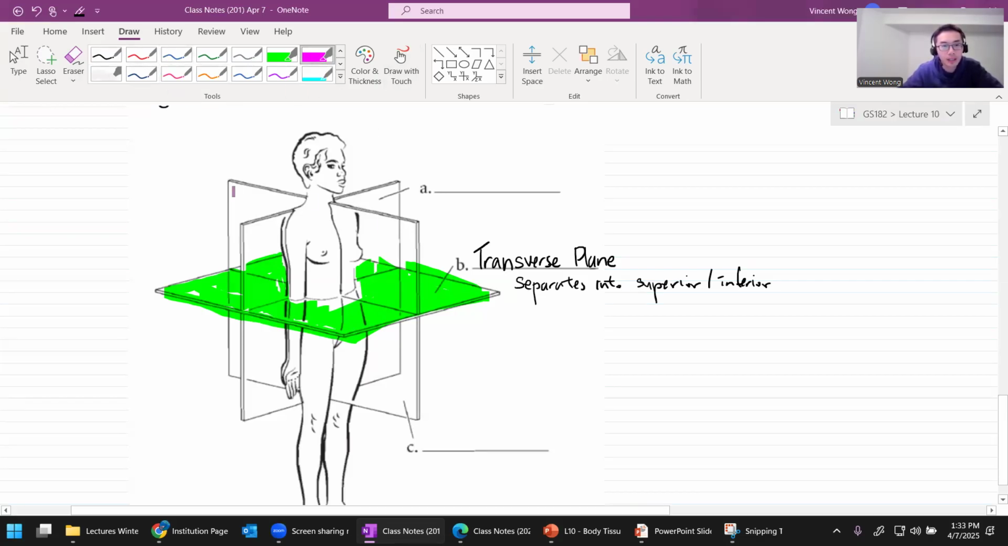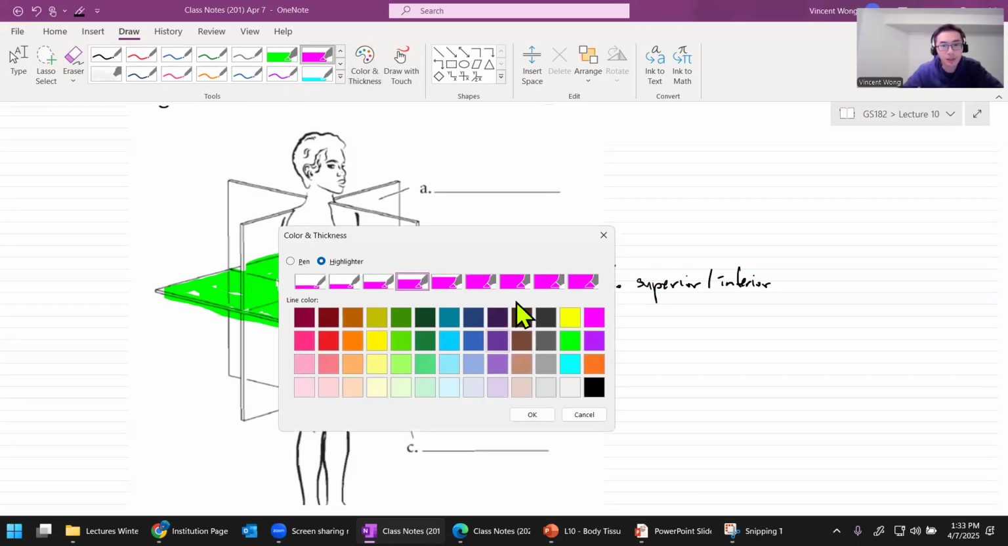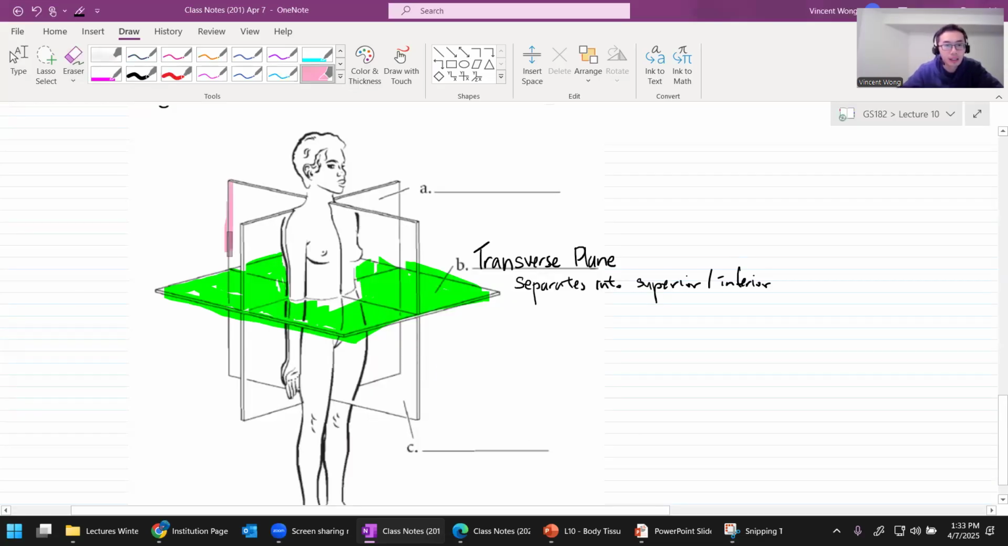And over here, let's do another one. By the way, you're gonna need a lot of colors for next semester, okay? There's lots of diagrams that you have to color and label. So having colors will make the process a little bit easier, I think.